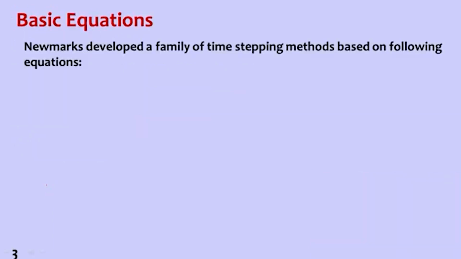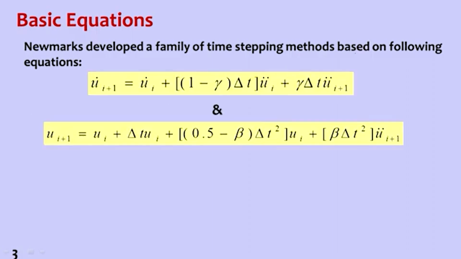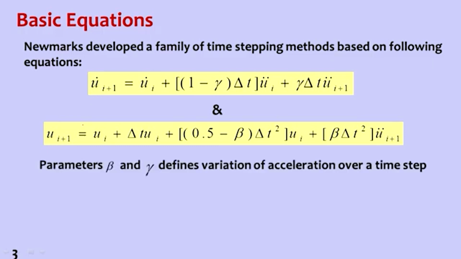Newmark has developed a family of time stepping methods based on the following two equations. The velocity at the i plus 1th time instant depends on the velocity at the ith time instant, plus 1 minus gamma into delta t into the acceleration at the ith time instant, plus gamma delta t into u double dot i plus 1. Response acceleration is needed. So this is the velocity equation, and then the displacement equation.